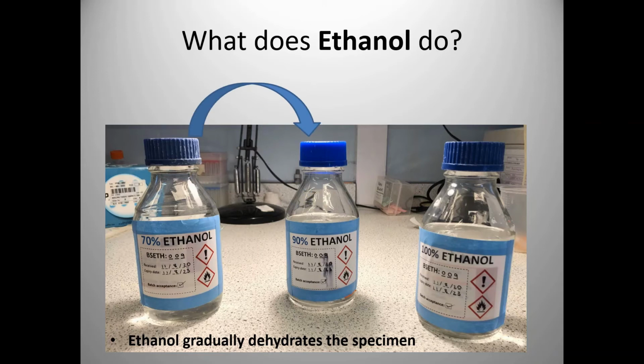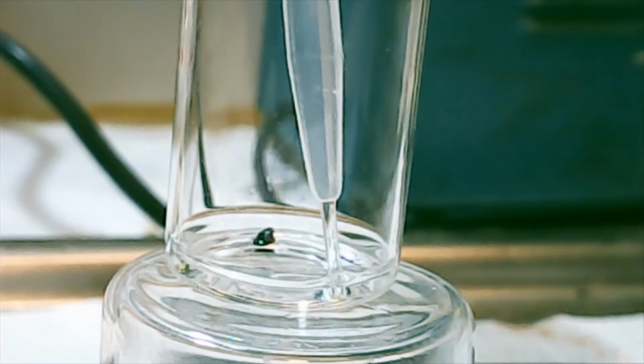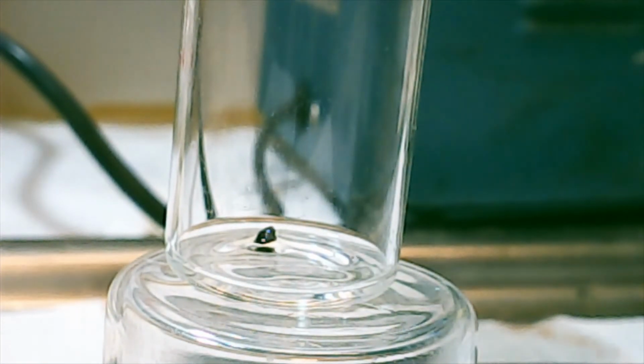We use ethanol to gradually dehydrate the specimens. So we start with a concentration of 70% ethanol and gradually increase that until we get to 100% ethanol. The aim of this is to chemically extract any remaining water, and this is so that the specimens can be put under vacuum.